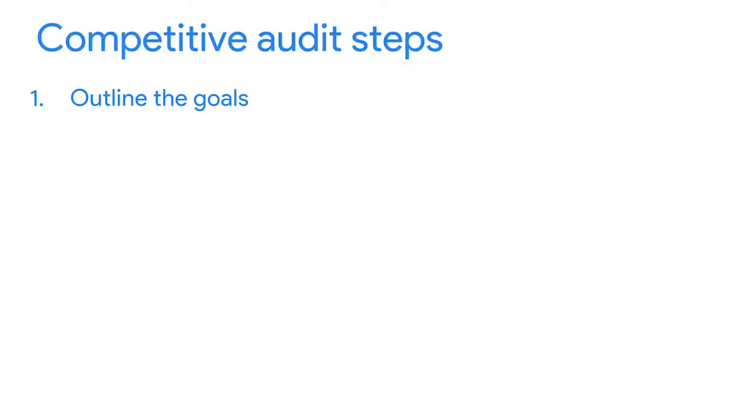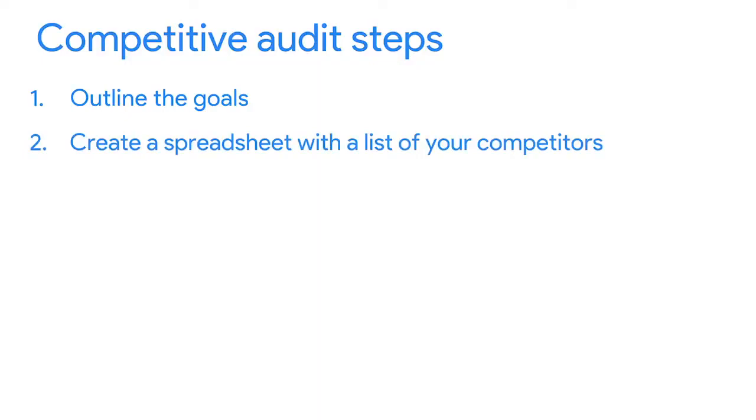Okay, now you've outlined the goals for your competitive audit. Next up, step 2, create a spreadsheet with a list of your competitors. You should aim to include 5 to 10 competitors in your list. Some of the competitors should be direct, and others should be indirect.